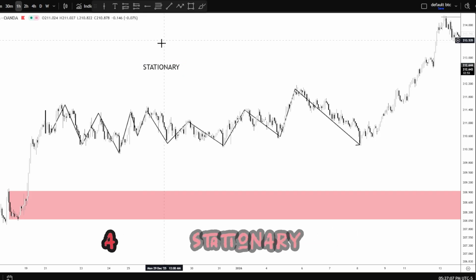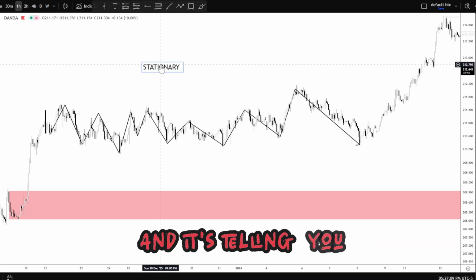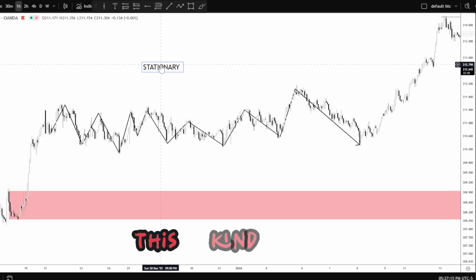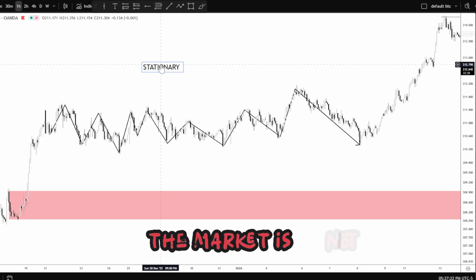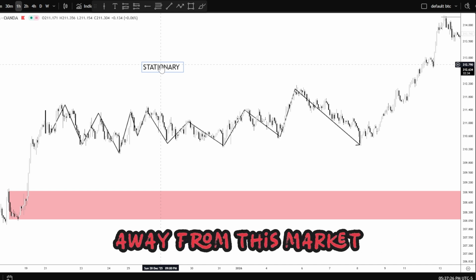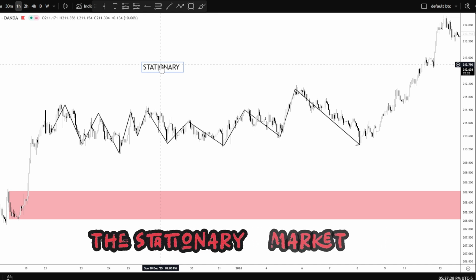So this is what a stationary market looks like, and it's telling you the market is not showing you a hand. So your best option as a trader is to stay away from this kind of market, because the market is actually not showing you what it wants to do. The market is not showing you anything, so you should stay away from this market.